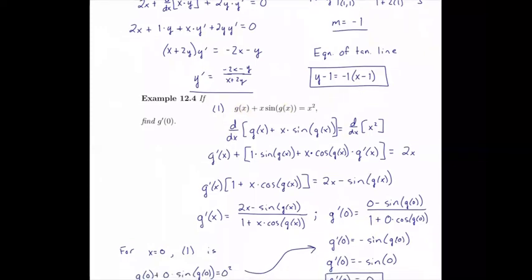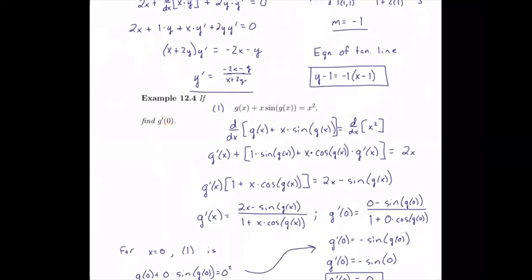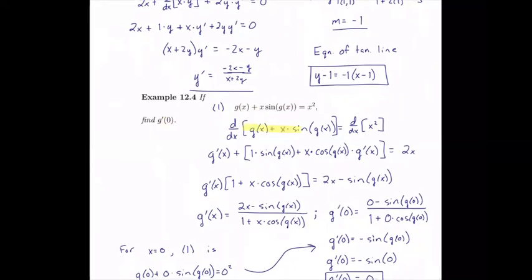So we attack this thing in the same way we've done all the other problems. We take the derivative with respect to x of both sides. What we're trying to get at is what g prime of 0 is. So maybe we should figure out what g prime of x is and then try to plug in 0 for x. Okay, so derivative of both sides. So d/dx of the left-hand side is equal to d/dx of the right-hand side. Well, the right-hand side's pretty easy. It's a power rule. 2x is the derivative of x squared.